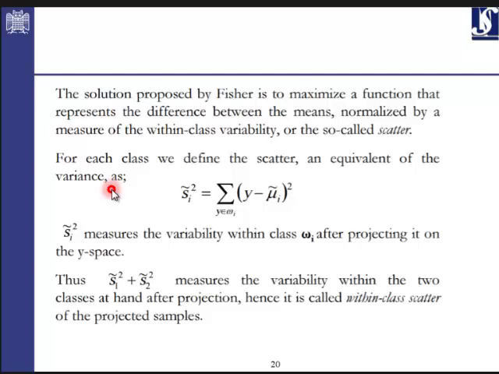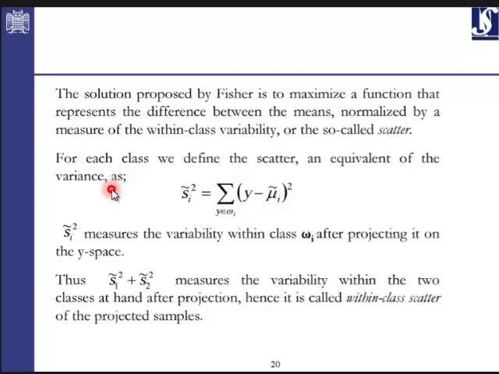Okay? So we call this between class scattering. Between class, this is class 2, class 1. So this is between class scattering. And you also have within class scattering. So this is the scattering within class 1 and the scattering within class 2.